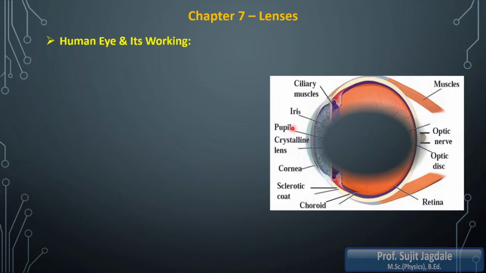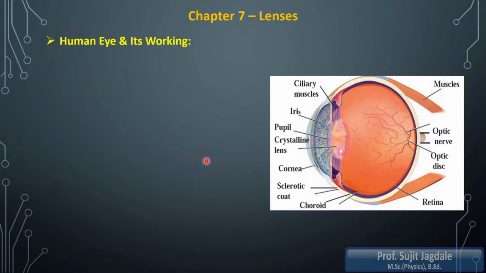Now here we are going to consider it part by part. That means the human eye is divided into different parts, and each part has its own function. It is not that the whole eye performs all the functions. The eye is divided into different parts, and each part or organ performs a different function for the eye.